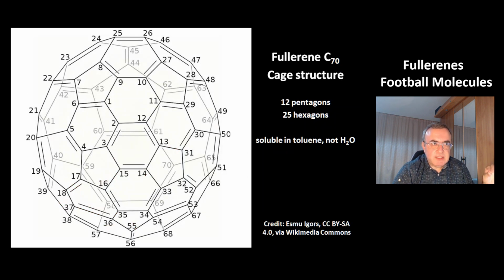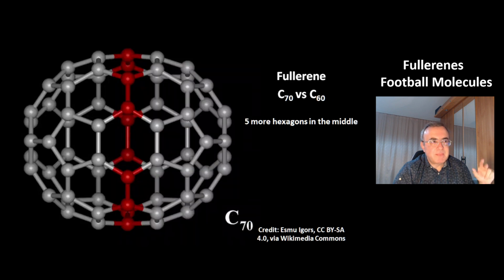This is the structure of C70 fullerene. It contains 12 pentagons and 25 hexagons. It is soluble in toluene, but not in water. This is the difference between C70 and C60. The C70 molecule contains 5 more hexagons in the middle.